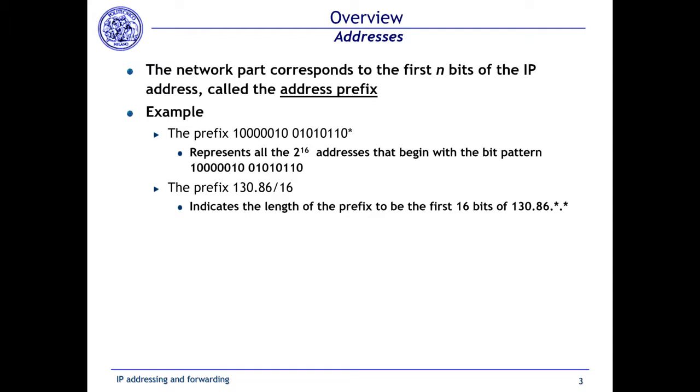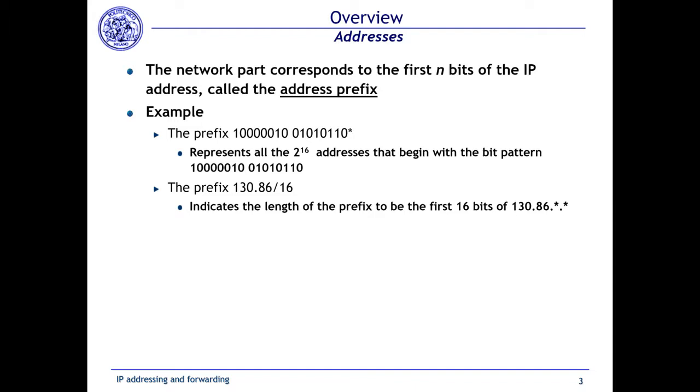The separation between the address prefix and the host identifier is variable. So the length of the part dedicated to the identification of the network, in terms of number of bits, changes from network to network. For example, here you have a network prefix in binary form, that is 1, 0, 0, 0, etc., 1, 0, and so on. And then you have a star.